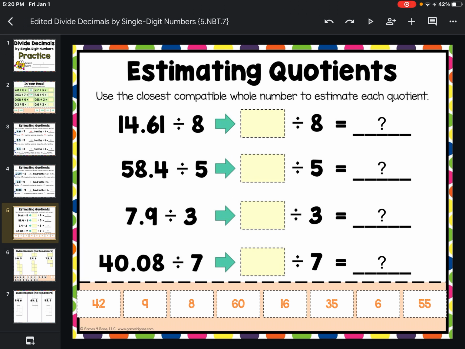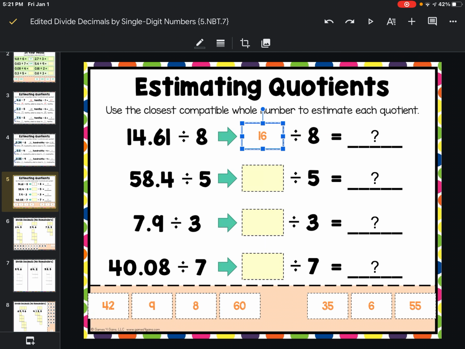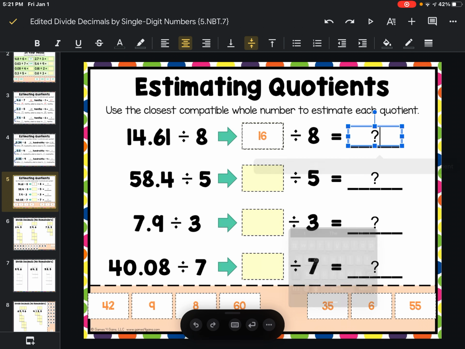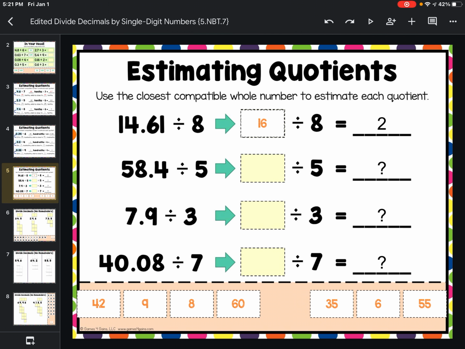On slide 5, we have estimating quotients. So we've learned all about this. It tells you what the divisor is. You have 8, 5, 3, and 7. All you have to do is estimate the dividend. So 8, what is divisible by 8 that is close to 14 and 61 hundredths? Well, it could be 8 or 16. 16 is definitely closest, so you're going to go ahead and take the 16. 16 divided by 8. So your estimated answer here would be 2. That's all you're doing for that.